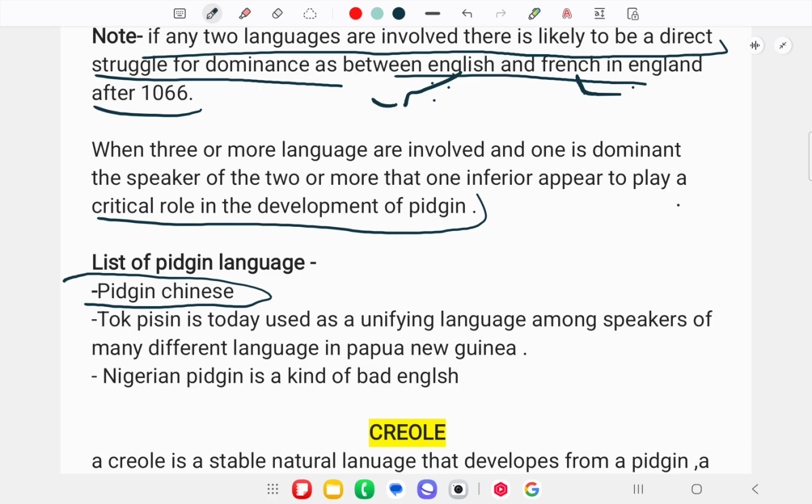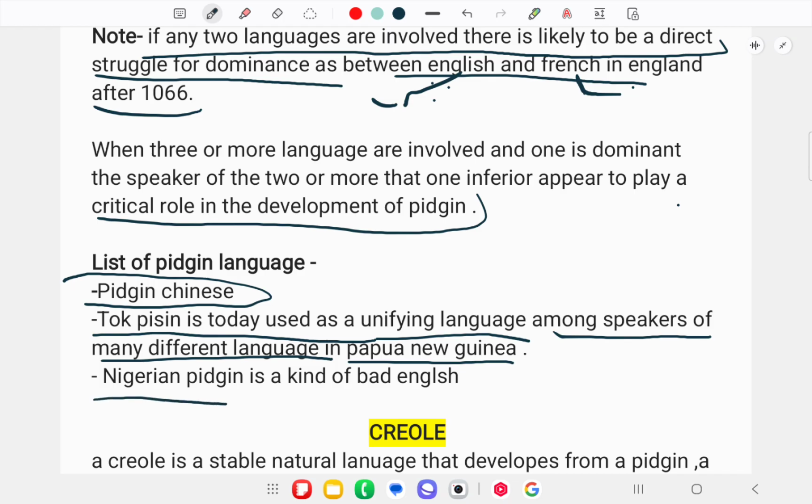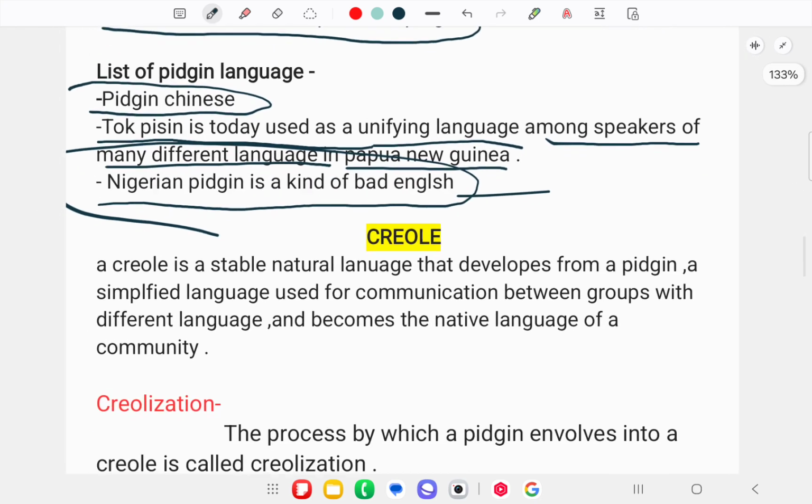Next one is Tok Pidgin, which is today used as a unifying language among speakers of many different languages in Papua New Guinea. And next you should know about Nigerian Pidgin, which is a kind of bad English.